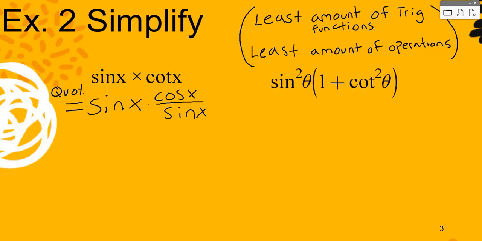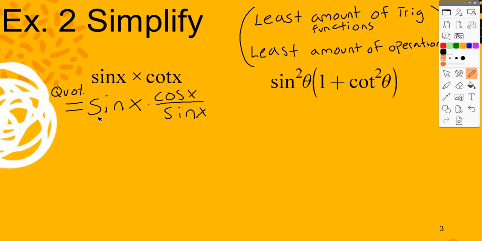Then what do we notice? A sine on the bottom. Okay. Anything else? A sine on top. Yeah, so now we have sine on top and bottom. So then what are we left with? Cosine. Just cosine. So do I have fewer trig functions than what I started with? Yeah, and then do I have fewer operations? Yeah, I started with multiplication and now I don't have any.